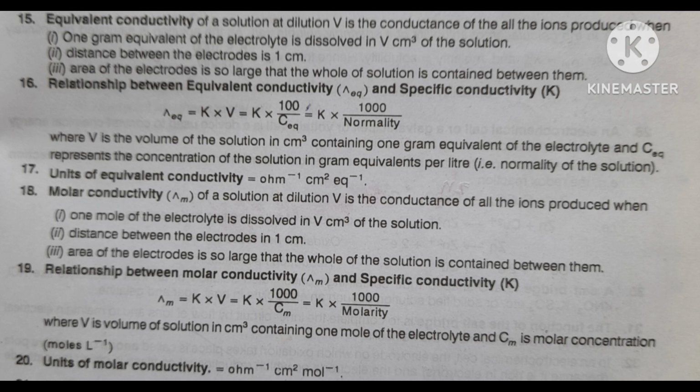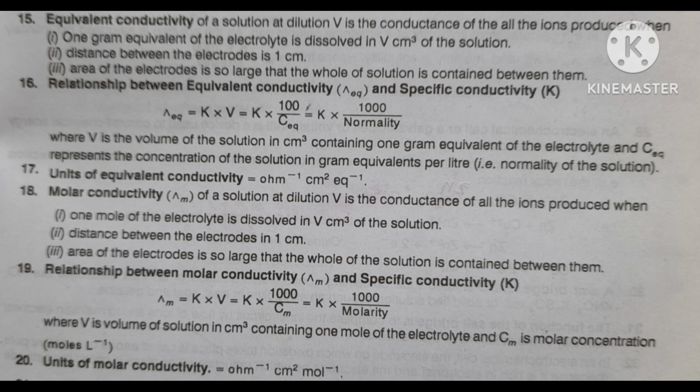In a simple way you can define molar conductivity of a solution at dilution V as the conductance of all the ions produced when 1 mole of the electrolyte is dissolved in V cc of the solution, where the distance between electrodes is 1 centimeter and the area of the electrode is so large that the whole of the solution is contained between them. Now, what is the relation between the molar conductivity and specific conductivity?